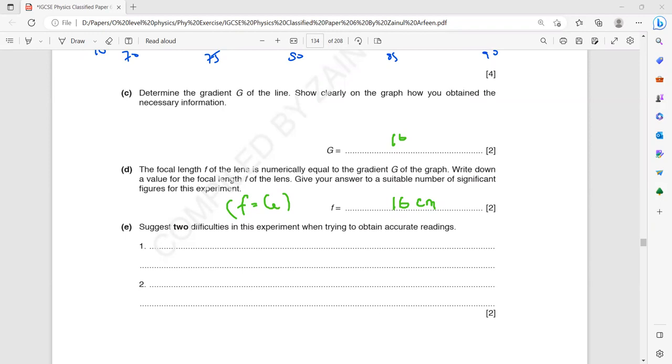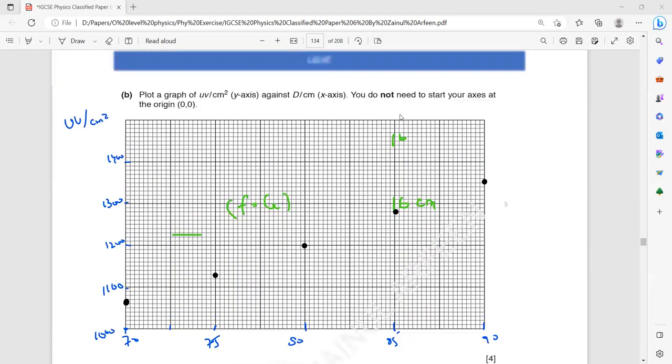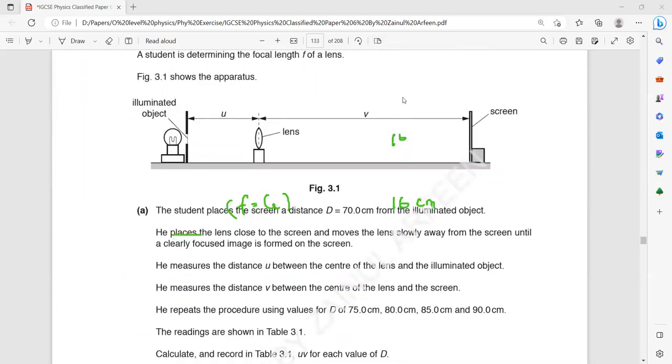Then it asks to suggest a practical difficulty when you are carrying out this experiment. State 2 difficulties when we are carrying out this lens experiment. What are the practical difficulties? It is difficult to measure or find the center of the lens. The center is not marked on the lens, and you have to measure all the distances from the center of the lens. So it is difficult to identify the center of the lens and measure the distance. That is one of the difficulties.